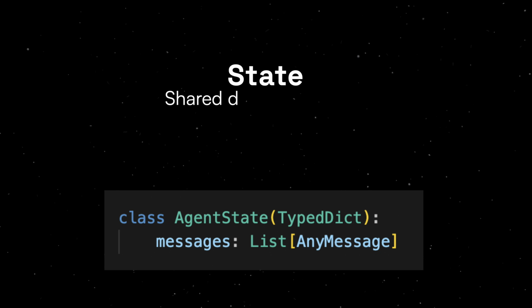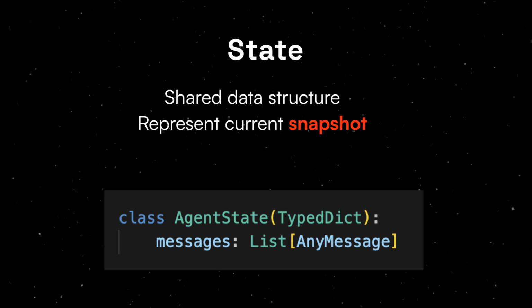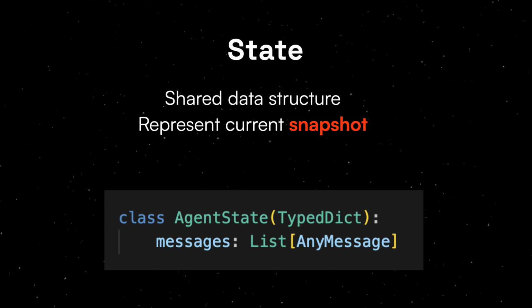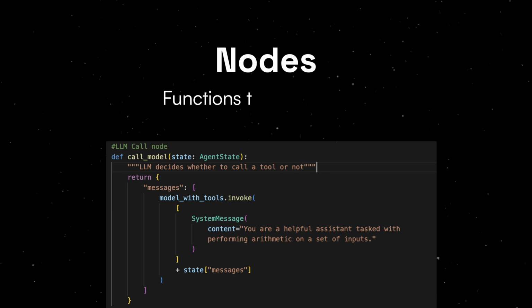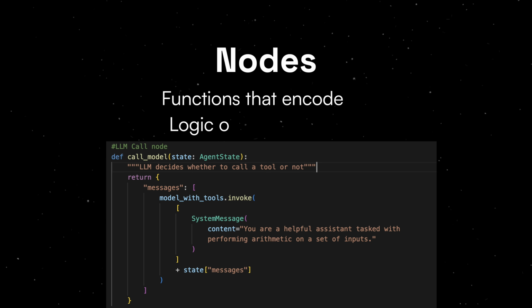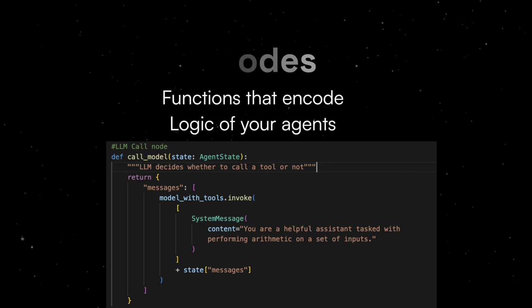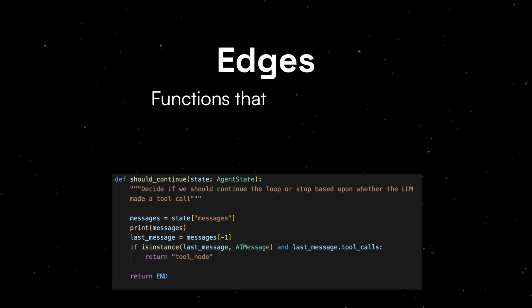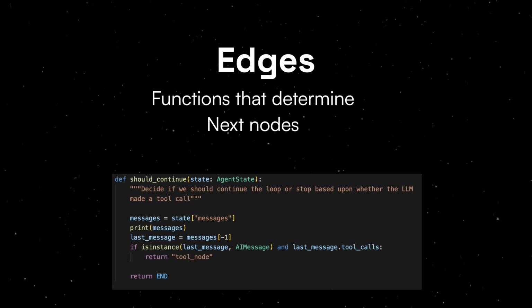State: a shared data structure that represents the current snapshot of your application. It can be any data type but is typically defined as a shared state schema. Nodes: functions that encode the logic of your agent. They receive the current state as an input, perform some computations, and return an updated state. Edges: functions that determine which nodes to execute next based on the current state. By composing nodes and edges, you can create complex looping workflows that evolve the state over time.